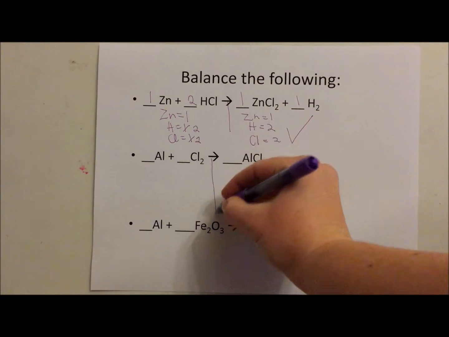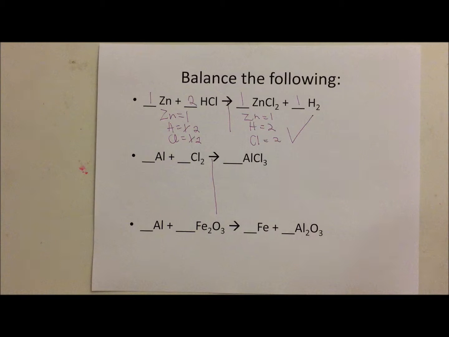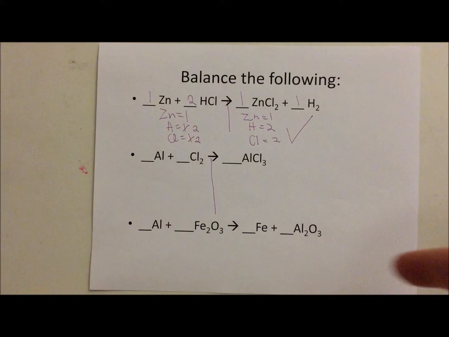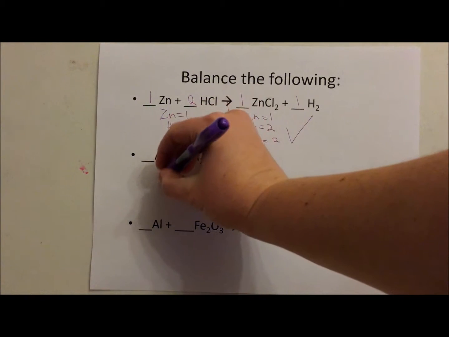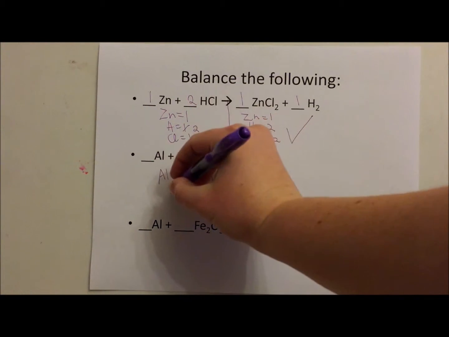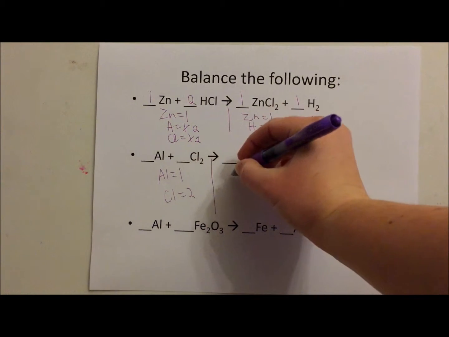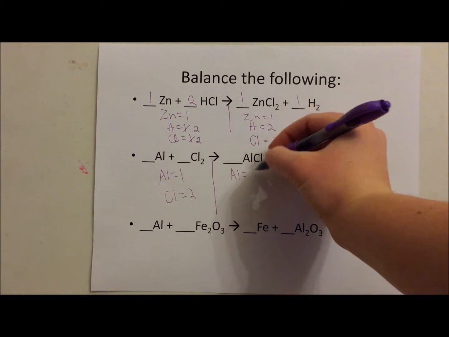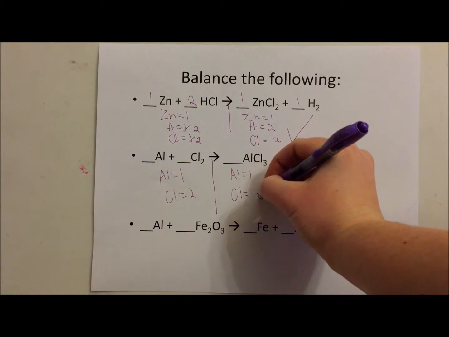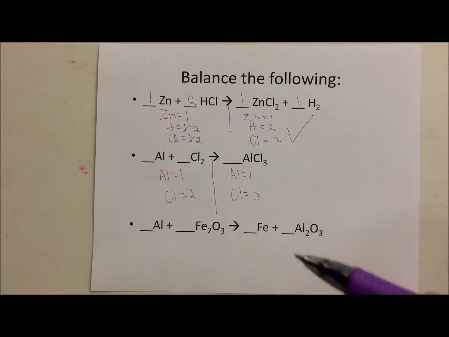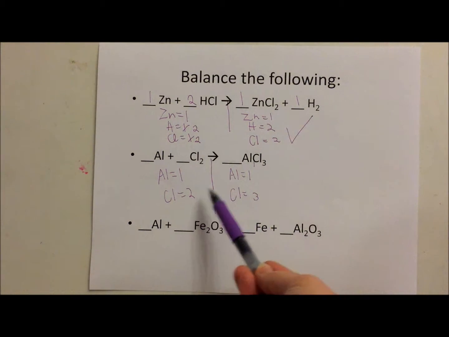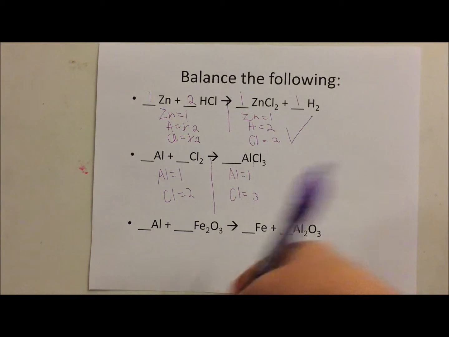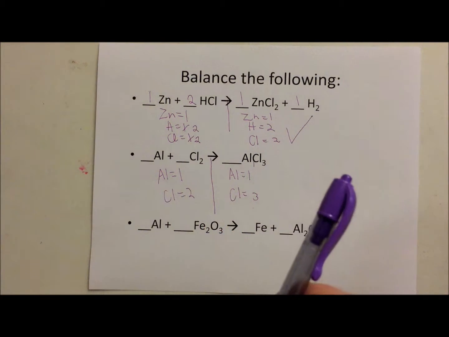Okay, our next one. We're going to have Al plus Cl2 yields AlCl3. Now don't forget, Cl2 is a part of Brinkelhoff, so it only exists in the form of 2. So how many Als do I have? I have 1. How many Cl's do I have? 2. How many Als on the product side? 1. And how many Cl's? Now this one's tricky. We can multiply things to get 2 to look like 3, but we're actually going to look for a common factor between 2 and 3. Good, 6 is a common factor. So what could we multiply 2 by to get to 6?